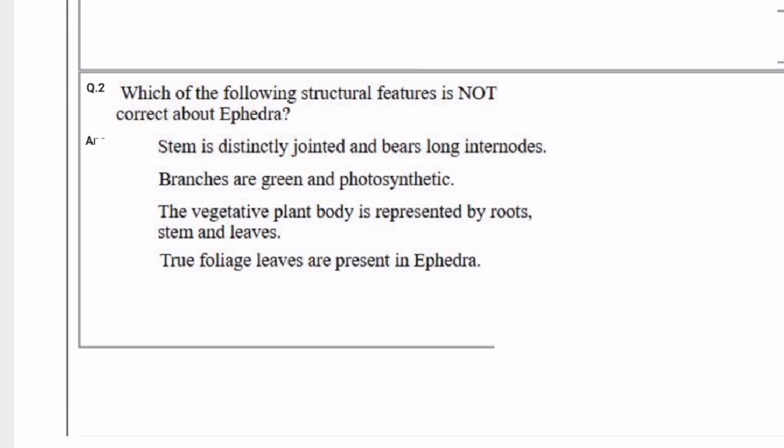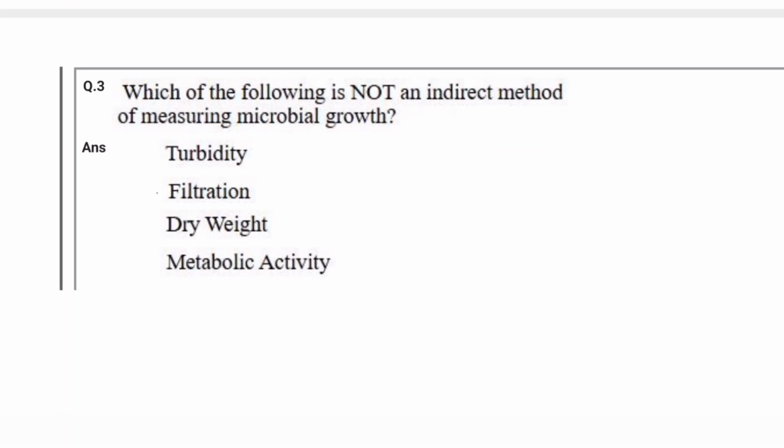Which of the following structural features is not correct about Ephedra? The options are: stem is distinctly jointed and bears long internodes; branches are green and photosynthetic; the vegetative plant body is represented by roots, stem and leaves; true foliage leaves are present in Ephedra. Among these you have to pick the correct one. The correct answer is true foliage leaves are present. Let's see the next question.